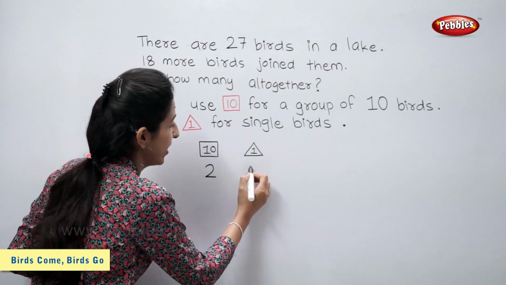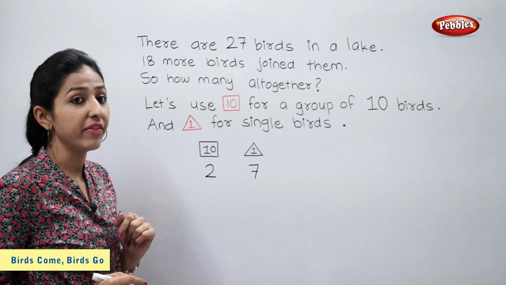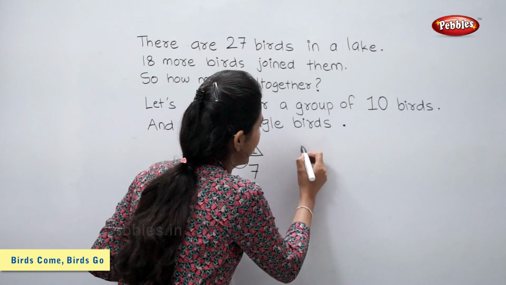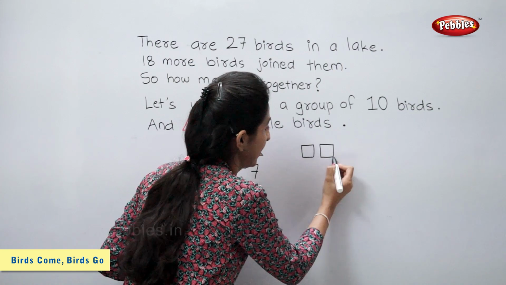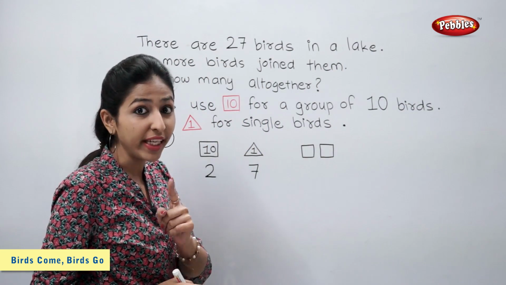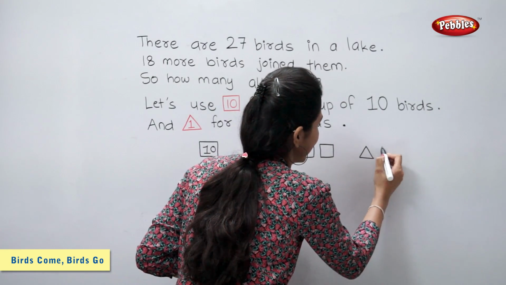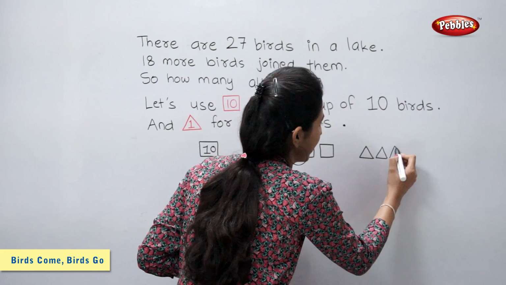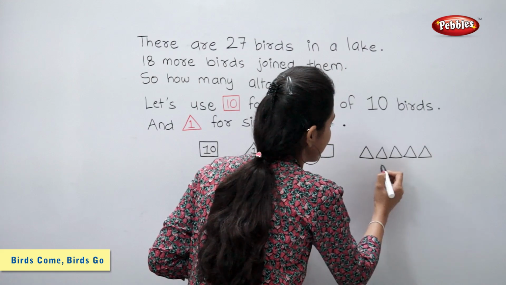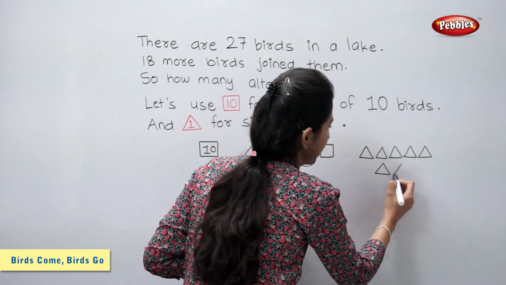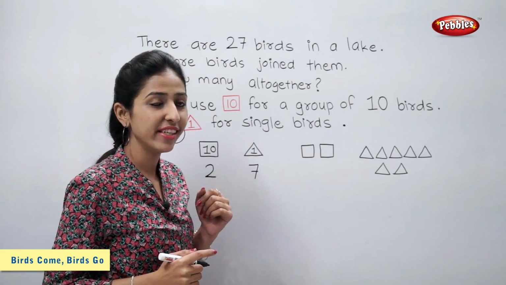2 tens, 7 ones. We can also write 27 as 2 squares, that means 2 tens, and seven triangles means 7 ones.